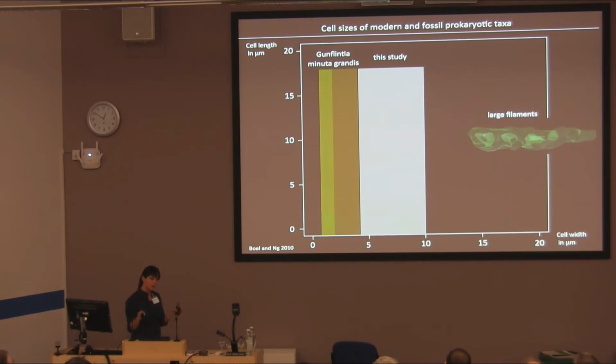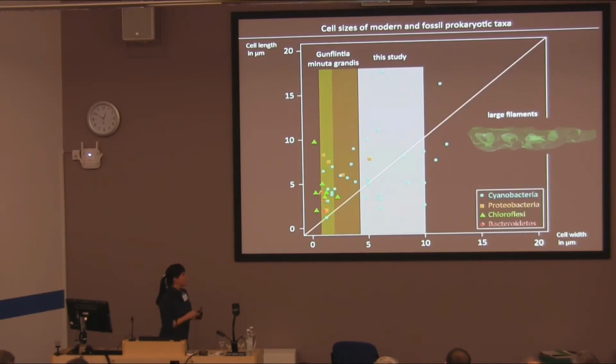Now, if we look at modern living bacteria and their cell sizes, filamentous bacteria occur variously in Cyanobacteria, Proteobacteria, and Bacteroidetes. In all of those modern taxa, we do have filaments. Now, I looked at average cell sizes here, plotting the length of the cells against the width.